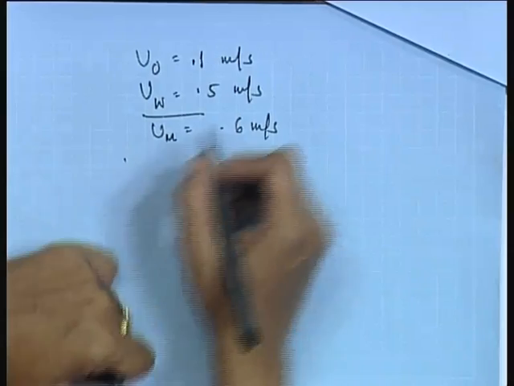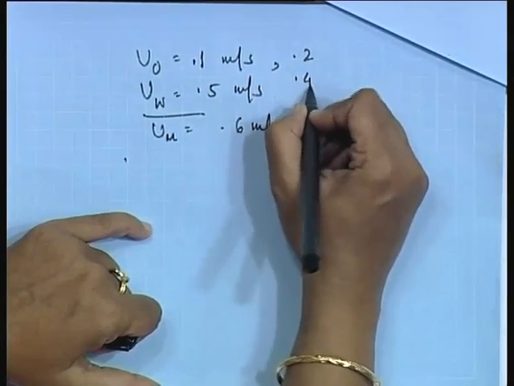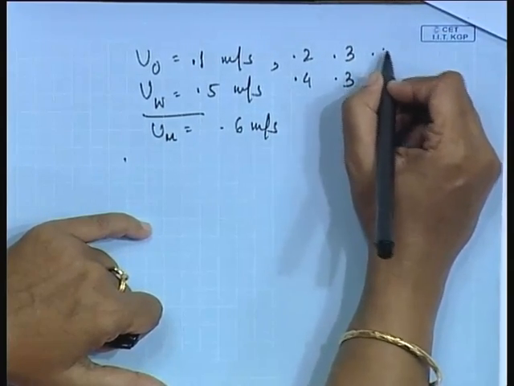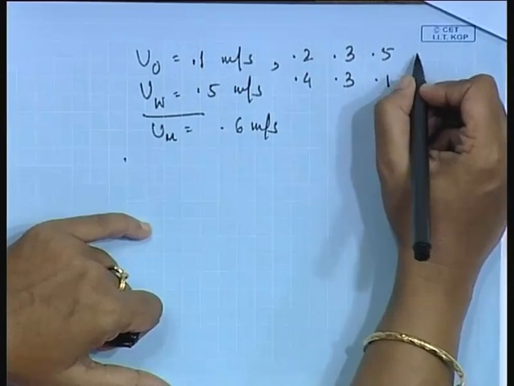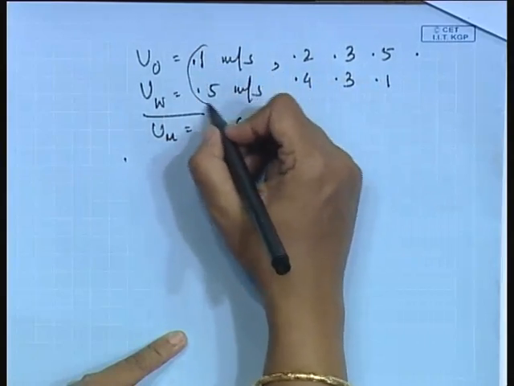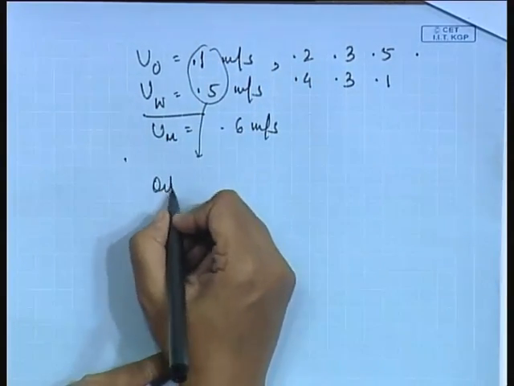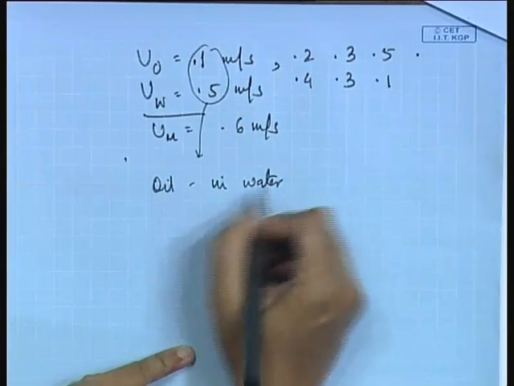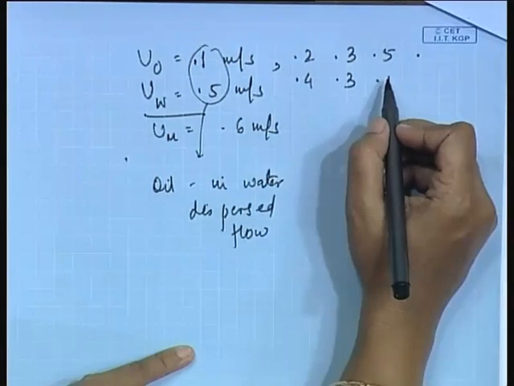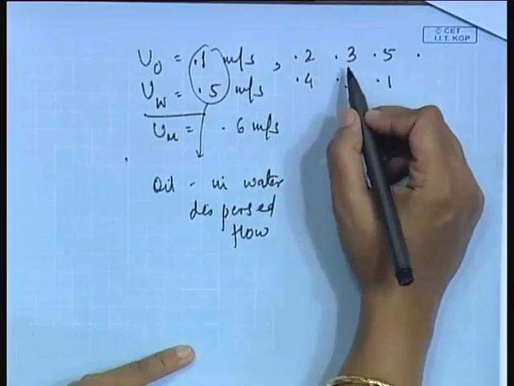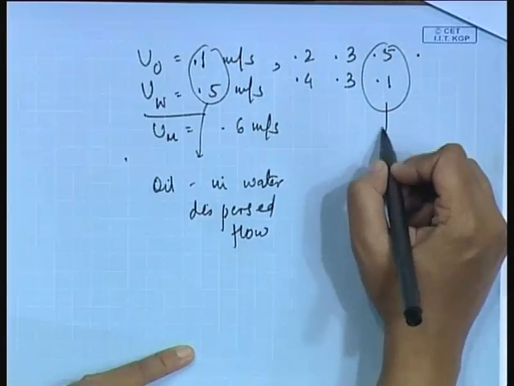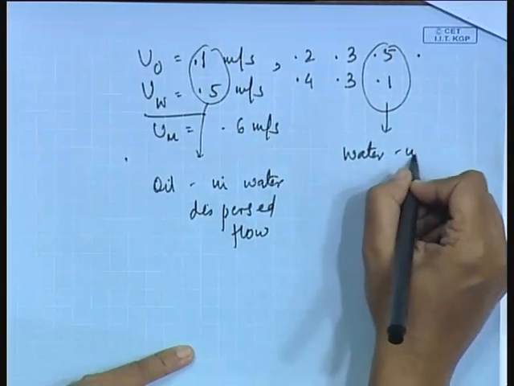Then we take another flow rate where this is 0.2, this is 0.4, then this is 0.3, this is 0.3. In this way we keep on going, this is, say, 0.5, this is 0.1, and then finally we reach this particular flow pattern. So, under these circumstances we have an oil in water dispersed flow, and gradually as we keep on changing the flow proportions of the two, keeping the mixture velocity constant, we finally reach a condition where we have water in oil dispersed flow.